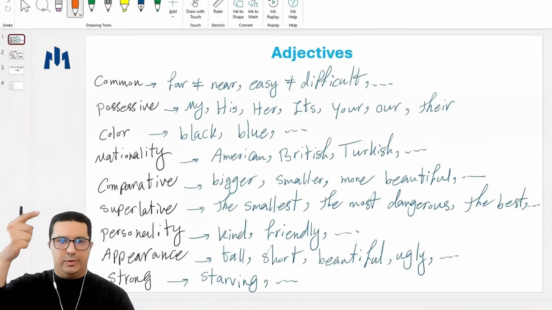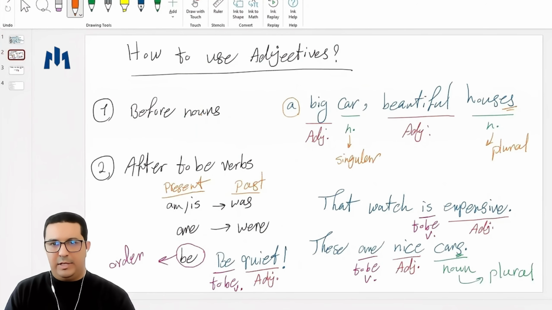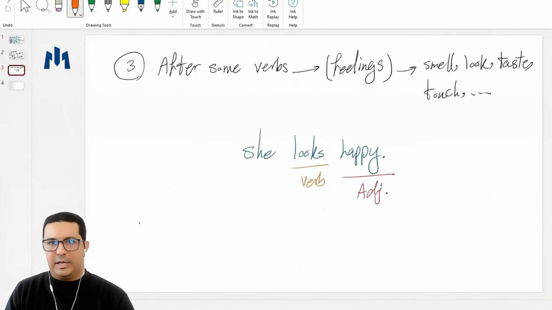So as I told you, we have different types: common, possessive adjectives, color, nationality, comparative, superlative, personality, appearance, strong adjectives. But in the future, we are going to talk about them one by one. But today, I'm going to teach you again how to use them. So in three different situations, you can use them before nouns, after to be verbs, and after some specific verbs related to your feelings, like smell, look, taste, touch, and these words.